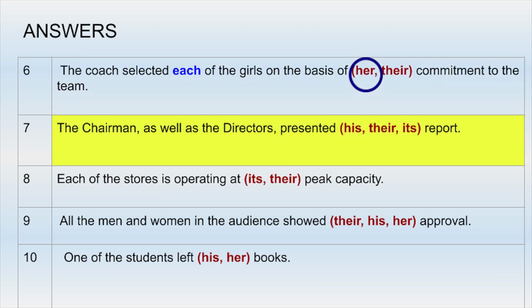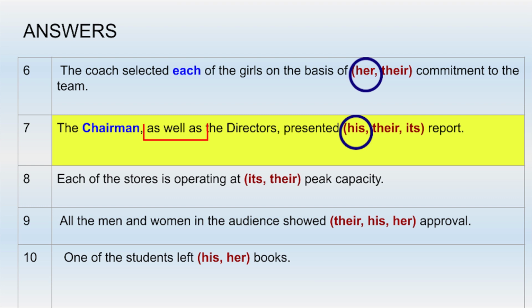Number 7. The chairman as well as the directors presented his, their, its report. Our antecedent is the chairman, and it is singular with an indefinite gender, so we use a singular masculine pronoun, which is his. As well as is an explanatory phrase and can be disregarded as it does not change the requirement of the pronoun in reference to the antecedent.